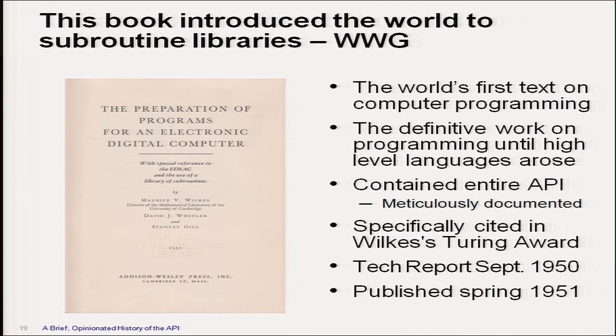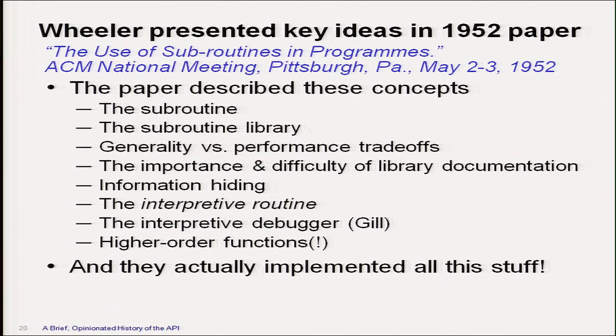And that's how it came to be published by Addison Wesley. This is, I believe, their first computer book as well. And it's just the tech report with all of the English spellings translated into American. But otherwise, it's word for word the tech report. Wheeler took the key ideas from this book and presented them in a paper in 1952 at the ACM National Meeting in Pittsburgh, Pennsylvania, at the Mellon Institute. I think it was like the second ever ACM National Meeting.